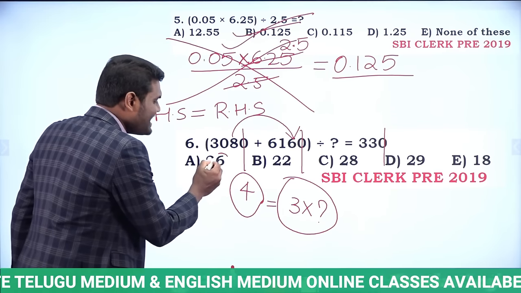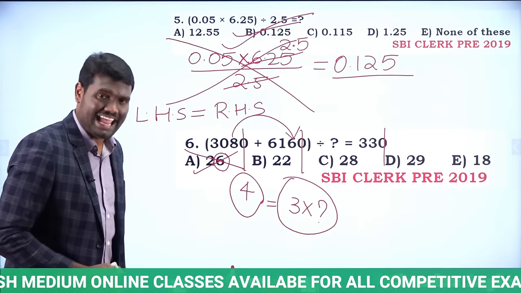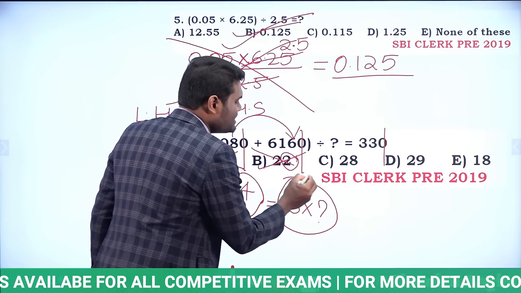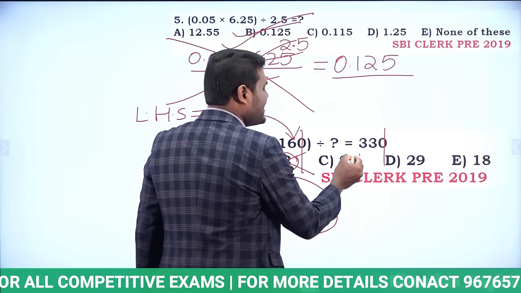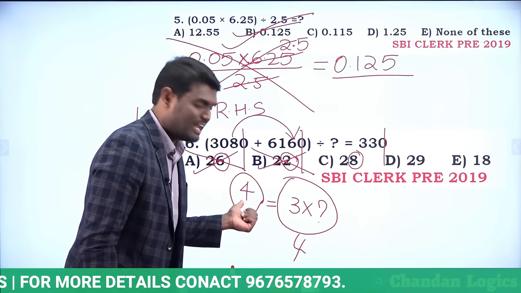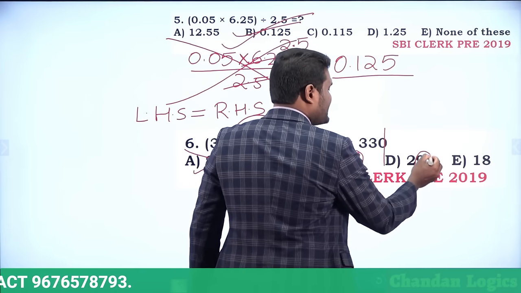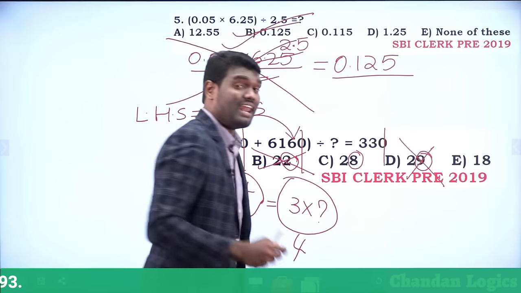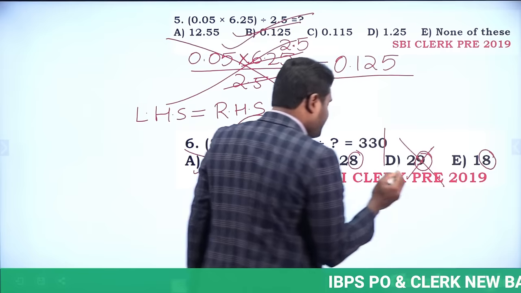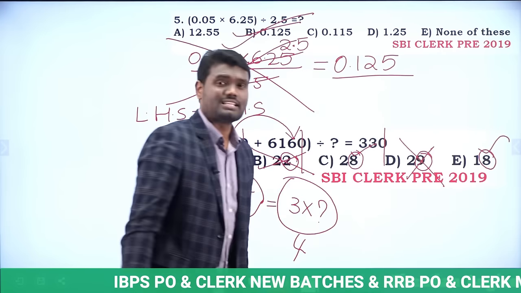Look here, 3 into 6 is 18, where the last digit is 8, wrong answer. 3 into 2 is nothing but 6, last digit is 6, wrong answer. 3 into 8 is nothing but 24, where the last digit is 4. So left hand side and right hand side, both of them are matching. Now if you look here, this is 9. 3 into 9 is 27, where the last digit is 7, wrong answer. Now again I got 8 here. If you observe here, even here I have the last digit as 8.